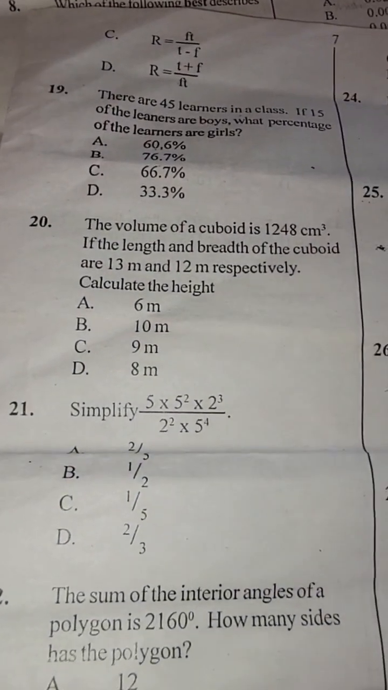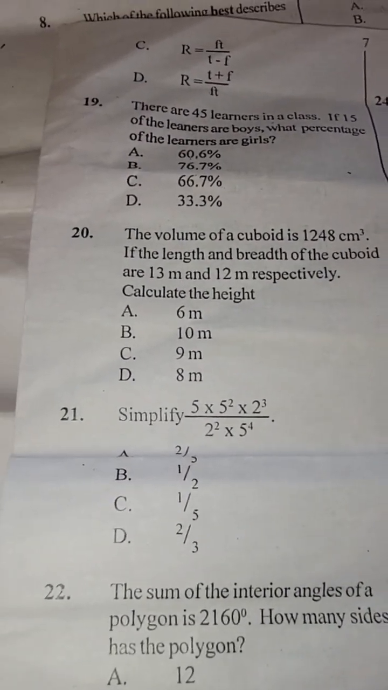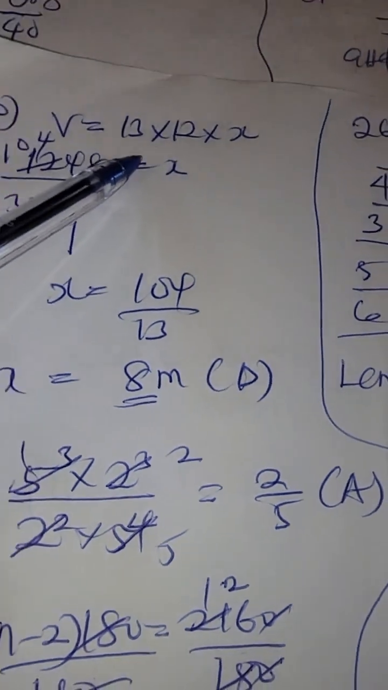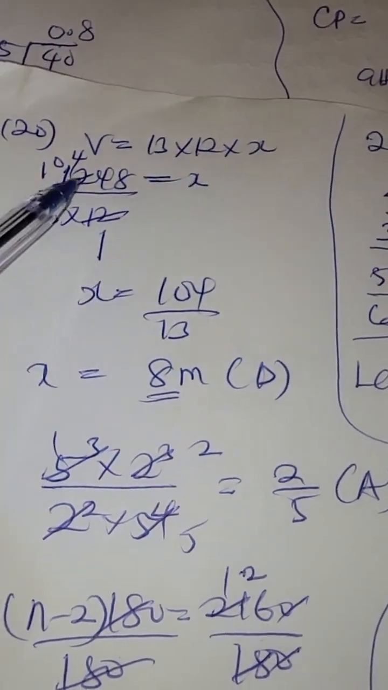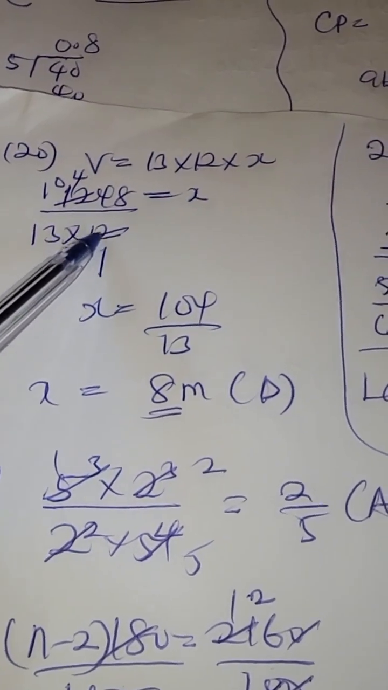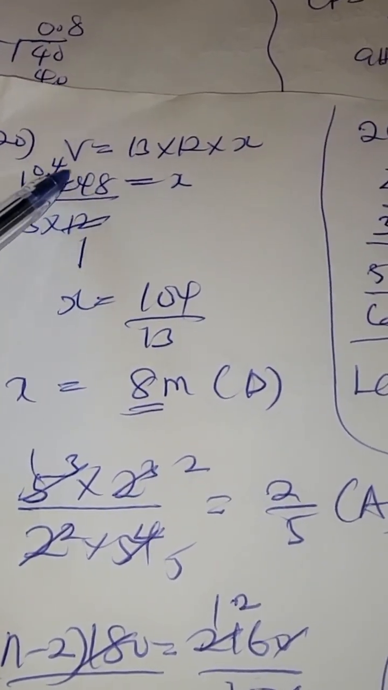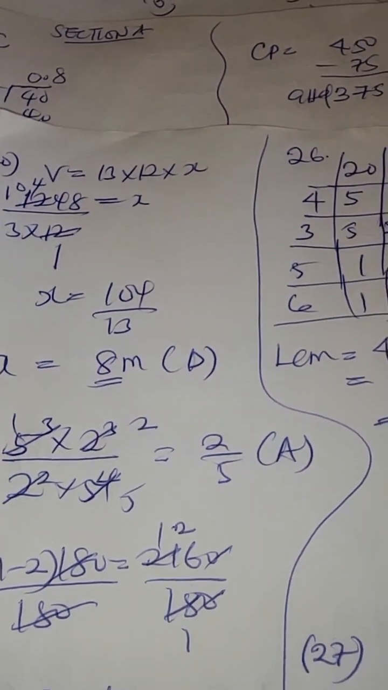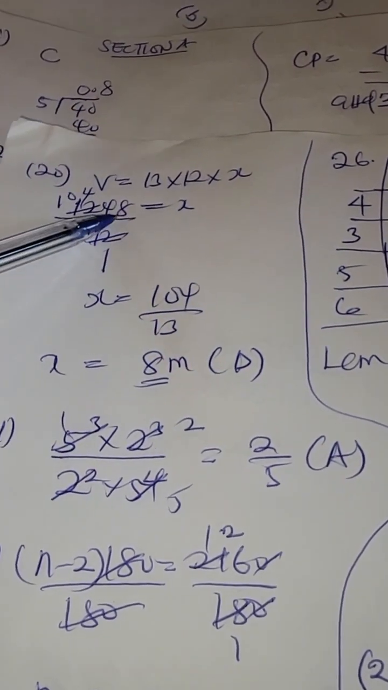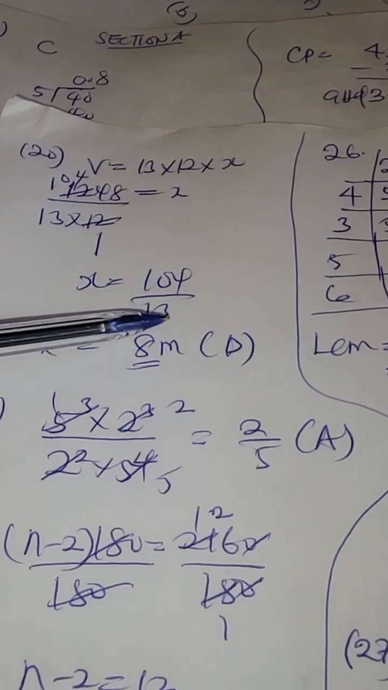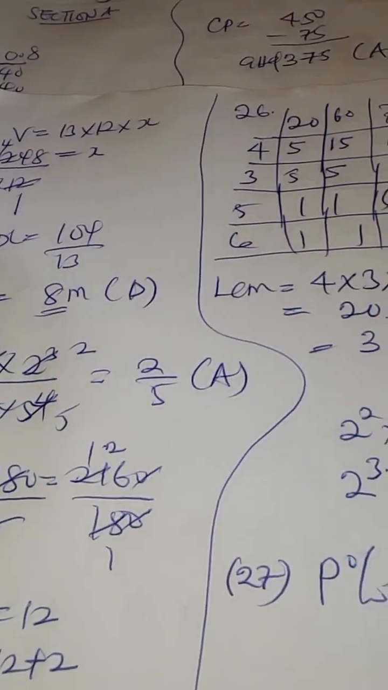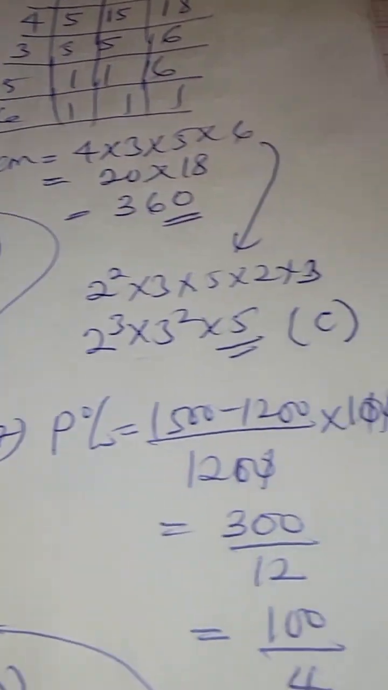Question number 20. The volume is 1248. Length times breadth times height. So the height, let's say, is x. So this times this is the volume. So divide by 13 times 12. 12 here 1, 12 here 4, 12 here 0, and 48, 12 there 4. So 104 out of 13. 13 times 8 is 104. So it means that the height is 8 meters.